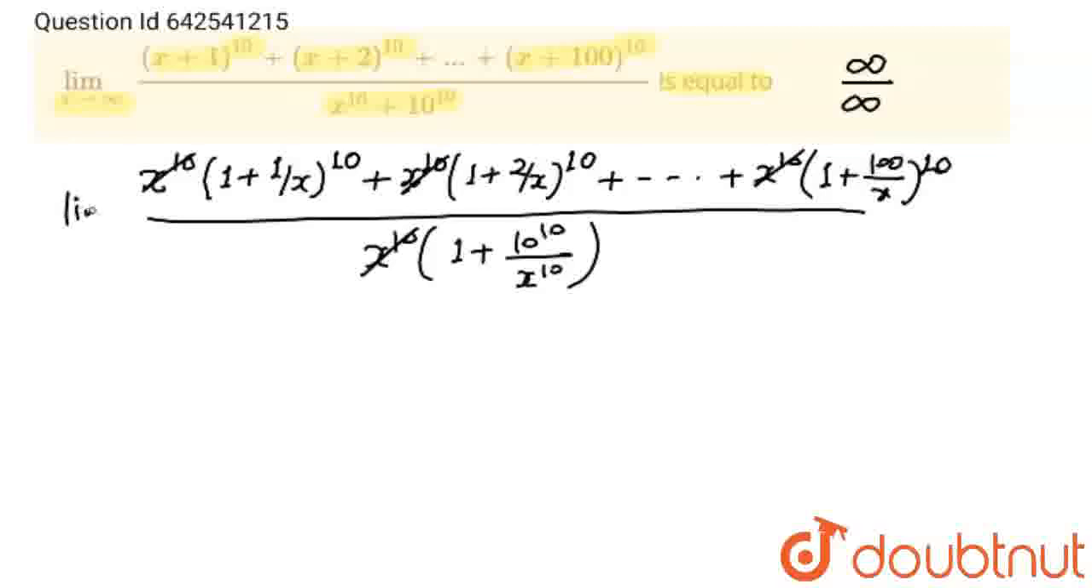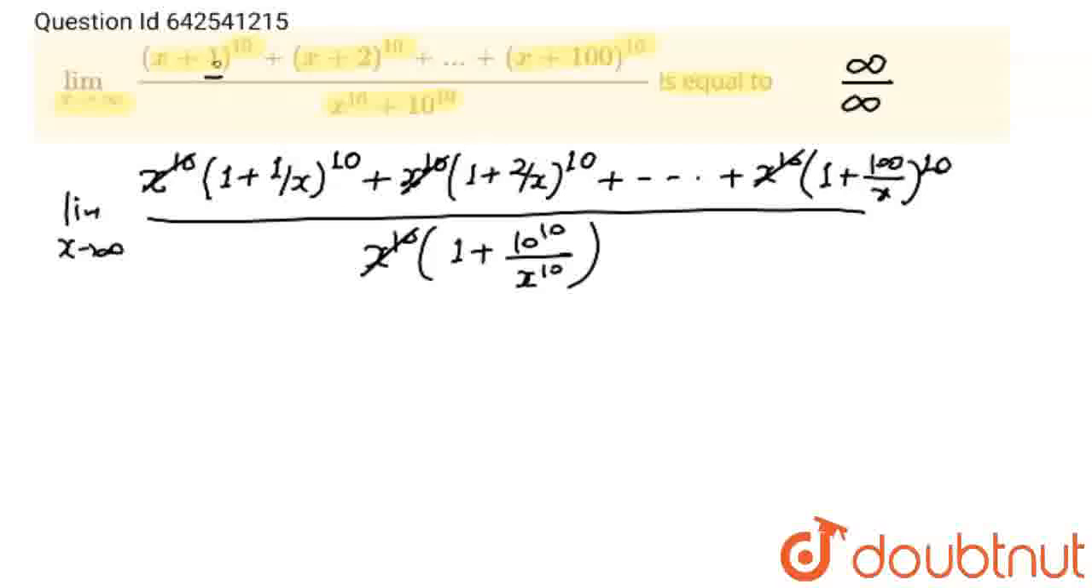Now I am going to put limit x tends to infinity. When x tends to infinity, 1 upon infinity becomes 0, 2 upon infinity becomes 0, 100 upon infinity becomes 0. So this will be 1^10, 1^10, 1^10, how many times? 100 times, because there are 100 terms in the numerator.